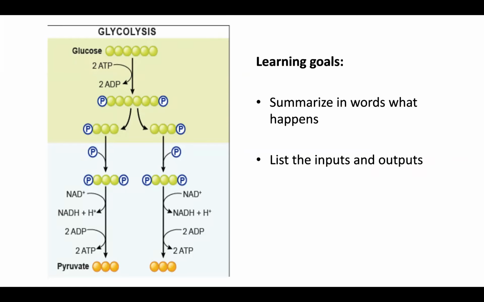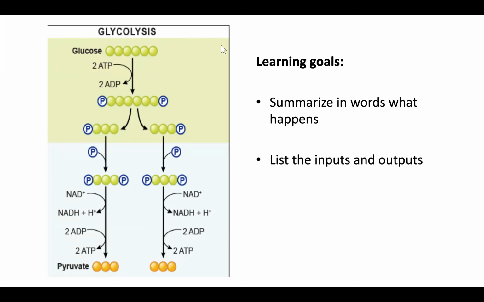The first thing that happens is glycolysis. Now, our learning goals are going to be the things that we want to know for exams and quizzes. And for glycolysis, we want to summarize what happens in words and list the inputs and the outputs. Glycolysis literally means breaking sugar. So that's what we're going to do in this first step.